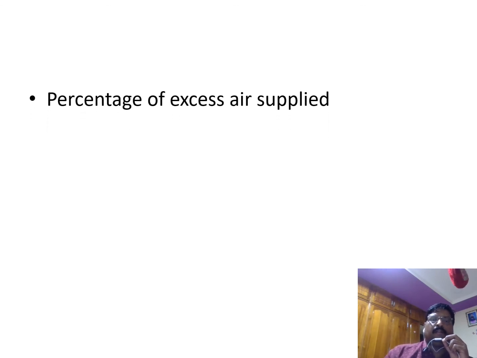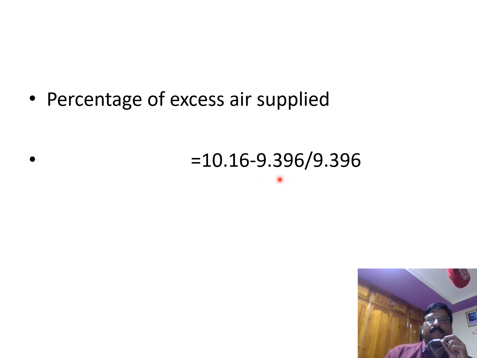We have to determine the percentage of excess air supplied. The mass of air calculated from the theoretical value is 10.16. What is obtained from the chemical reaction value is 9.396. Therefore the percentage of excess air supplied is 10.16 minus 9.396 divided by 9.396. We finally get 8.13%. This is the percentage of excess air supplied.